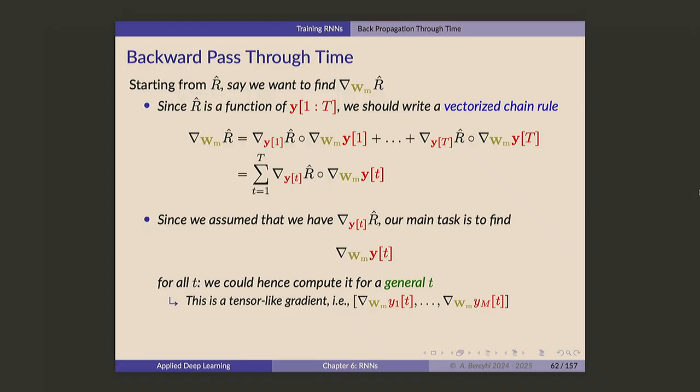Now, I have this explanation here just for those of you who might be a bit obsessed with what this gradient means. I guess by now everybody has somehow given up this kind of question. But this notation here is a kind of tensor-like gradient. So you have yt, which could be a vector, and you should compute the gradient of every single entry inside that vector with respect to the whole matrix Wm. This is a giant tensor, but you don't care. At the end, this is one array of gradients. Okay.